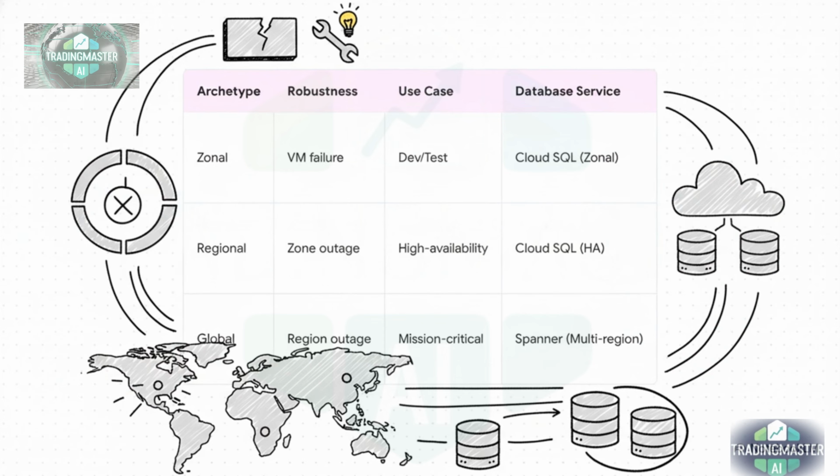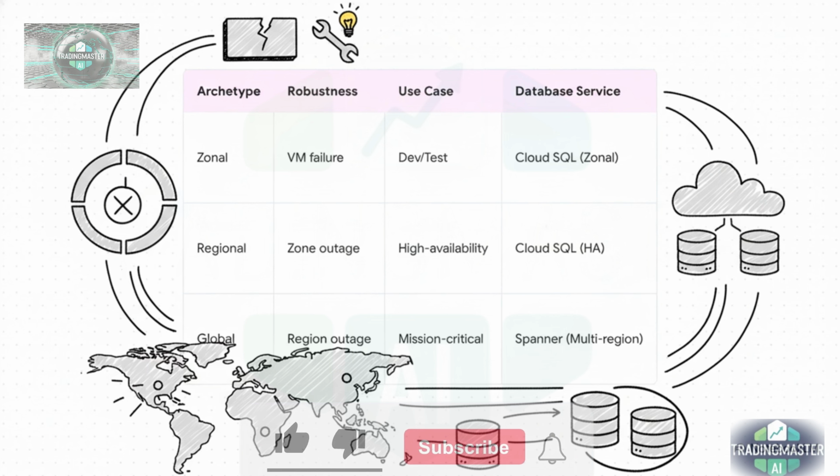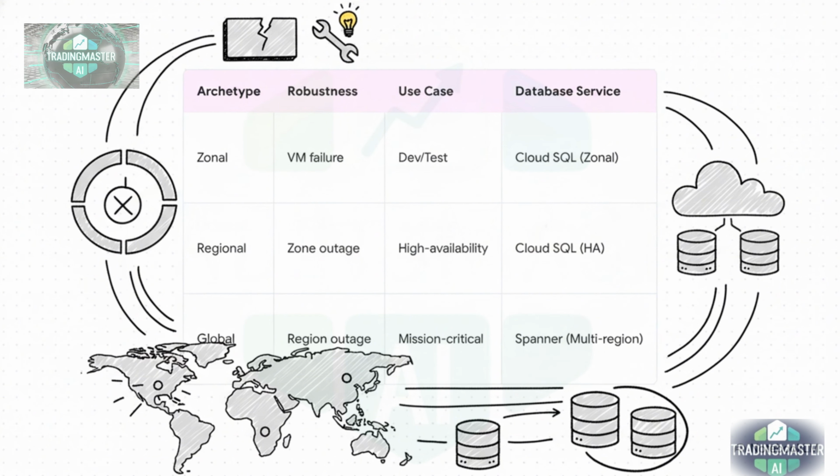This table really lays it all out. Just look at how the robustness escalates. A zonal deployment can survive a single machine failing, no problem. A regional one, say with Cloud SQL's high availability option, can survive an entire data center going offline. But to withstand a whole region getting knocked out, like by a natural disaster, you need to go global with a database like Spanner. The key takeaway here is to match the level of resilience to how important the application is.